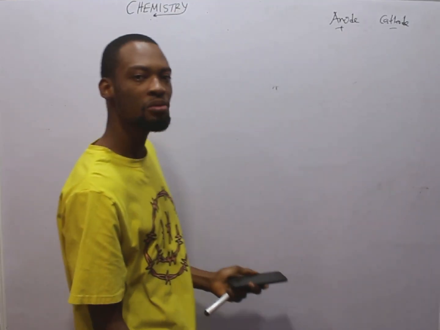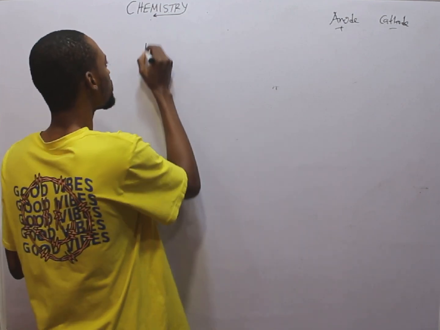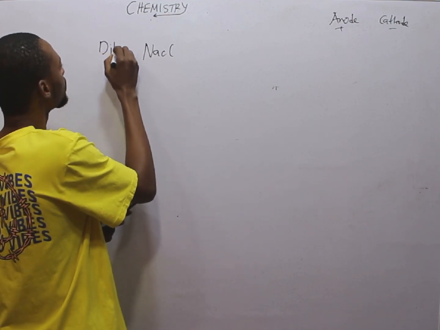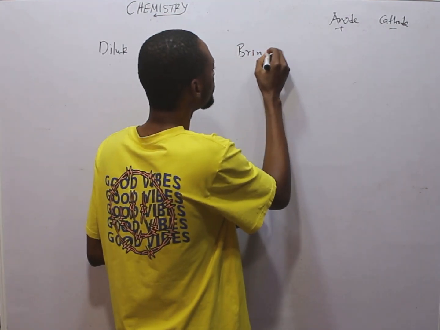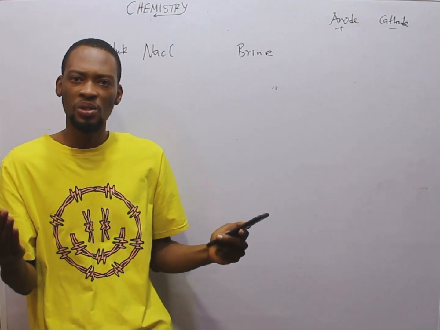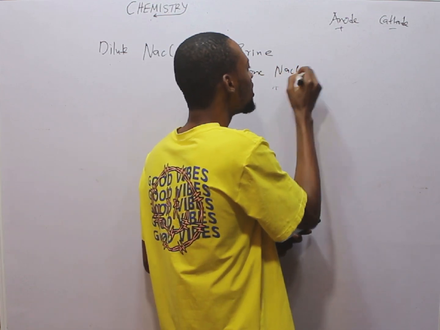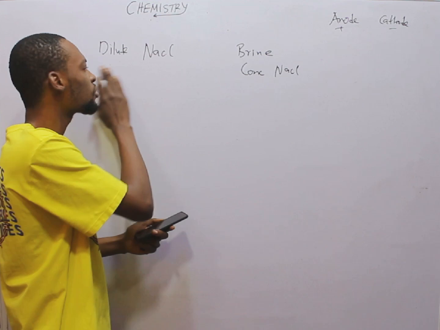Now, if I tell you something like this, I say electrolysis of dilute sodium chloride, electrolysis of brine. Brine is simply a solution of concentrated sodium chloride. So NaCl is referred to as brine. Why? This is dilute sodium chloride.